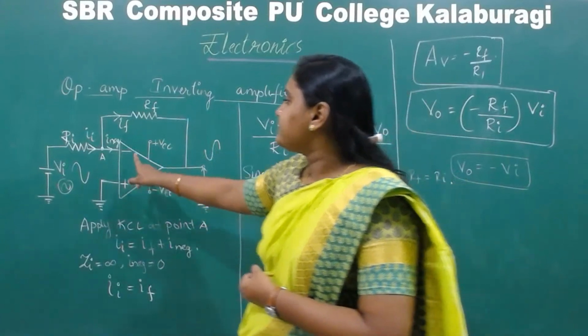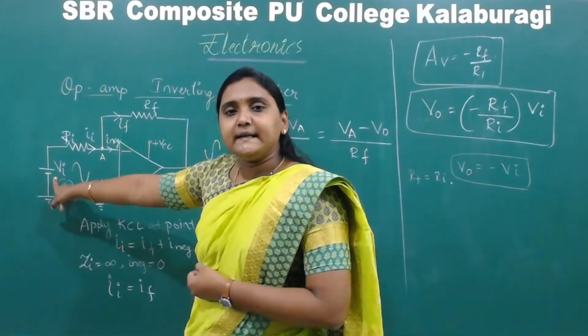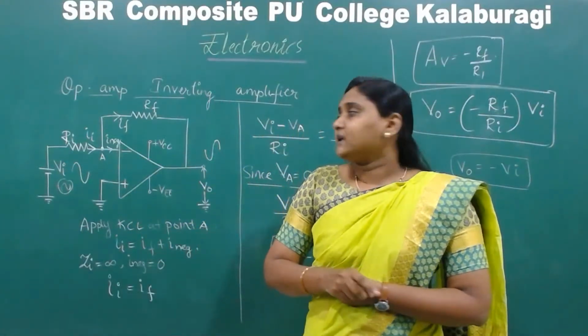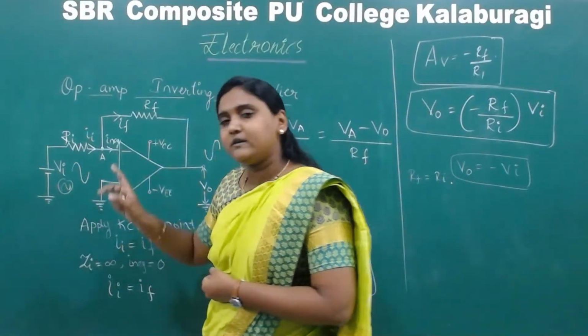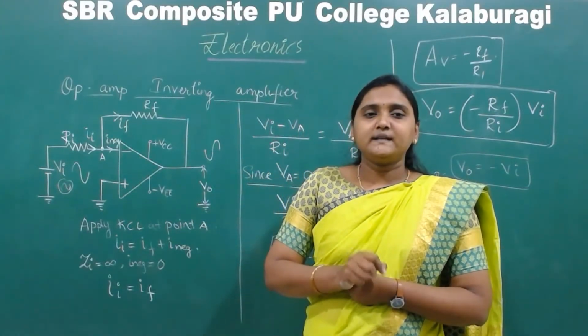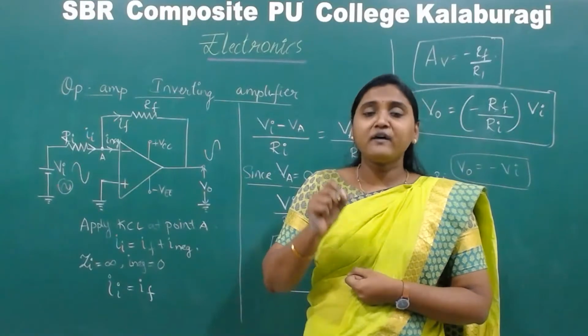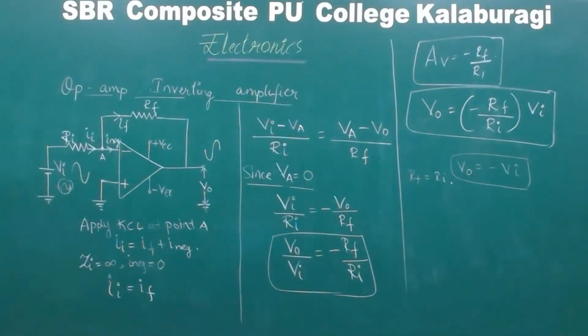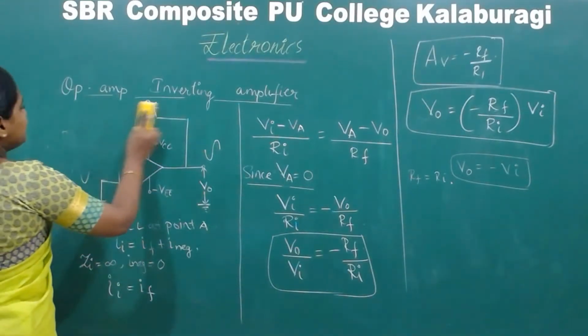You just have to see where the input is connected. If the input is connected to the inverting terminal, it is an inverting amplifier. If the input is connected to the non-inverting terminal, it is a non-inverting amplifier. So this is very important for the final numericals. Op-amp, non-inverting amplifier.